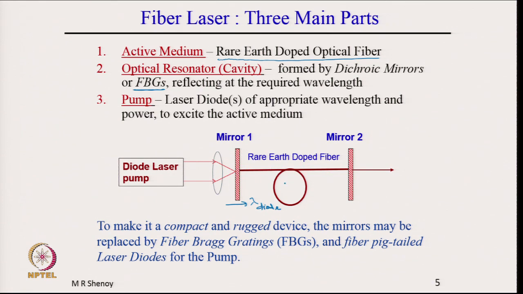So, what is shown is the rare earth doped fiber in the form of a loop, and this is the output coupler. So, mirror 1 and mirror 2. This is highly transmitting, T of the order of 100% at the diode wavelength, because that is the pump which has to enter into the fiber to excite the rare earth doped medium, the rare earth ions, rare earth atoms in the medium.